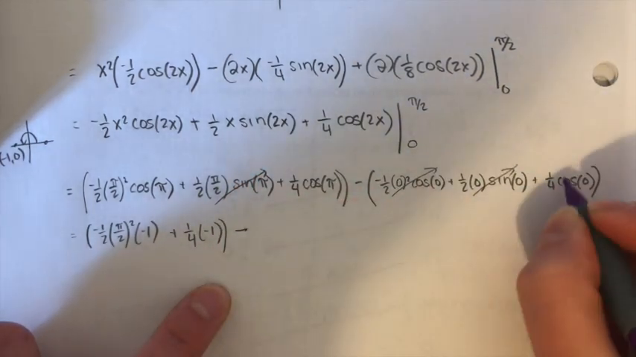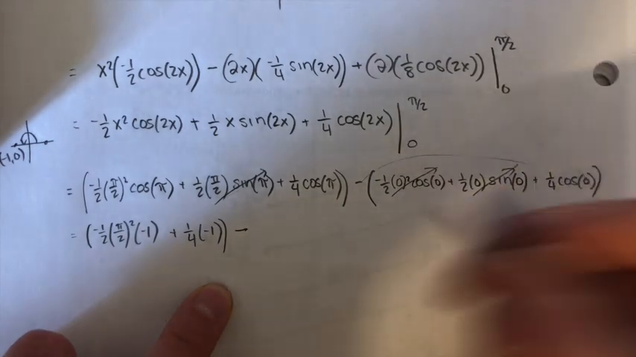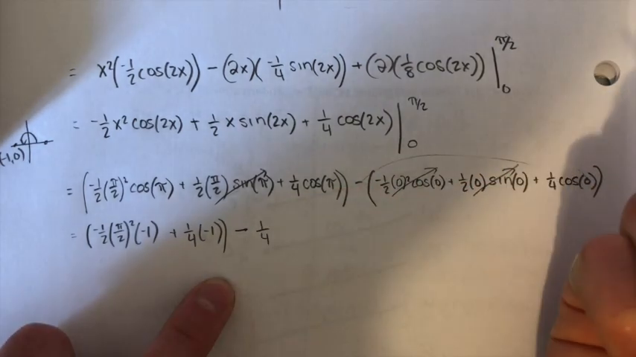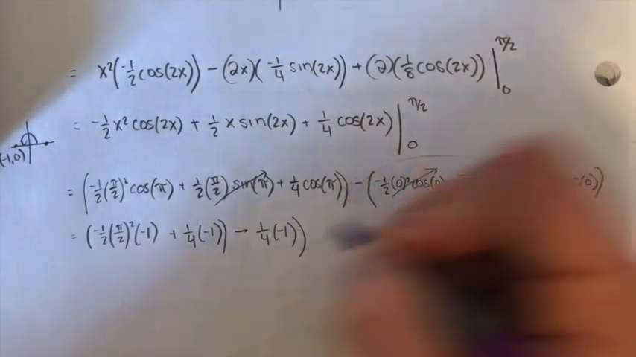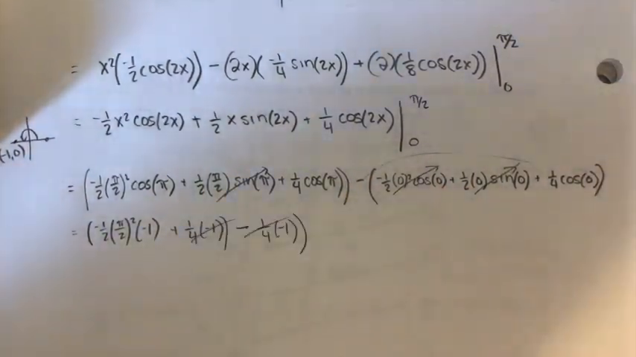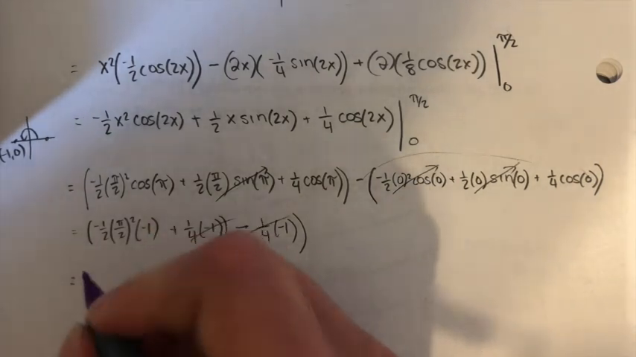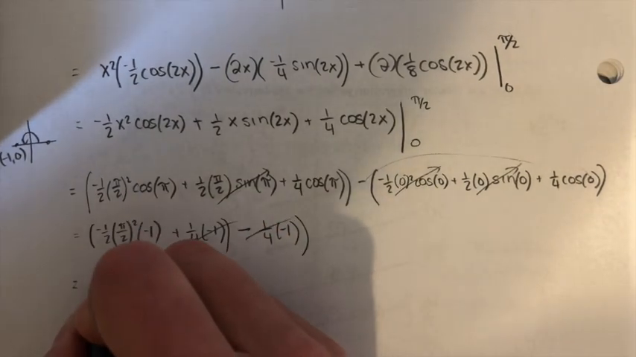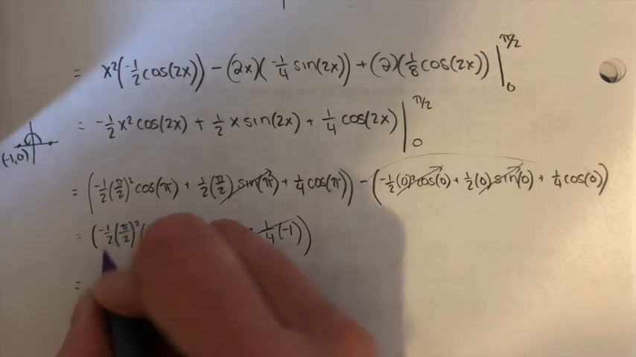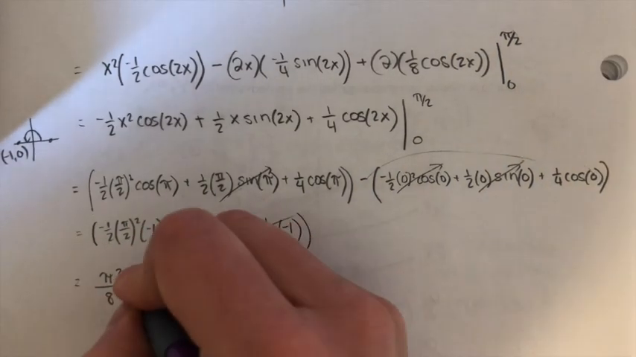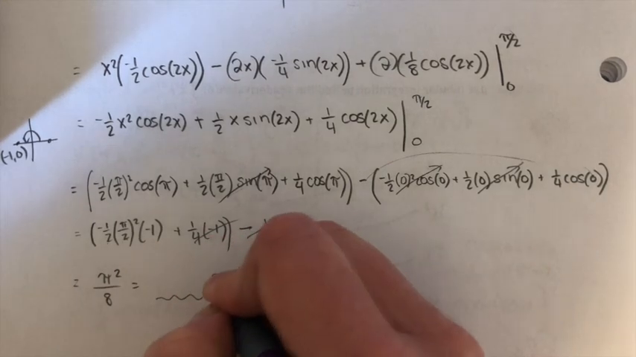And then minus this guy, because that negative is going to distribute, 1/4 cos of 0 is negative 1. Okay, so, hey look, those two cancel. So we just have negative 1 times negative 1 is positive 1. So we have pi squared, 2 squared on the bottom is 4 times another 2 over 8. So we can figure out what that is as a decimal.